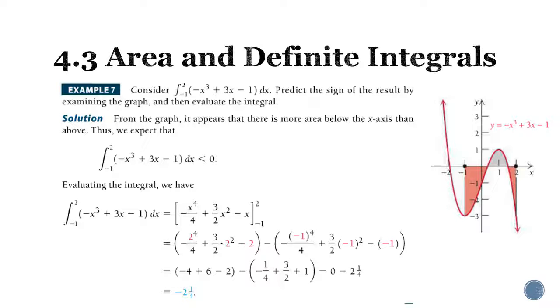Okay, the graph looks like this, and it looks to me like the negative is overwhelming the positive. So the answer we would expect to be negative, and when we do the problem, we do get negative 2 1/4.